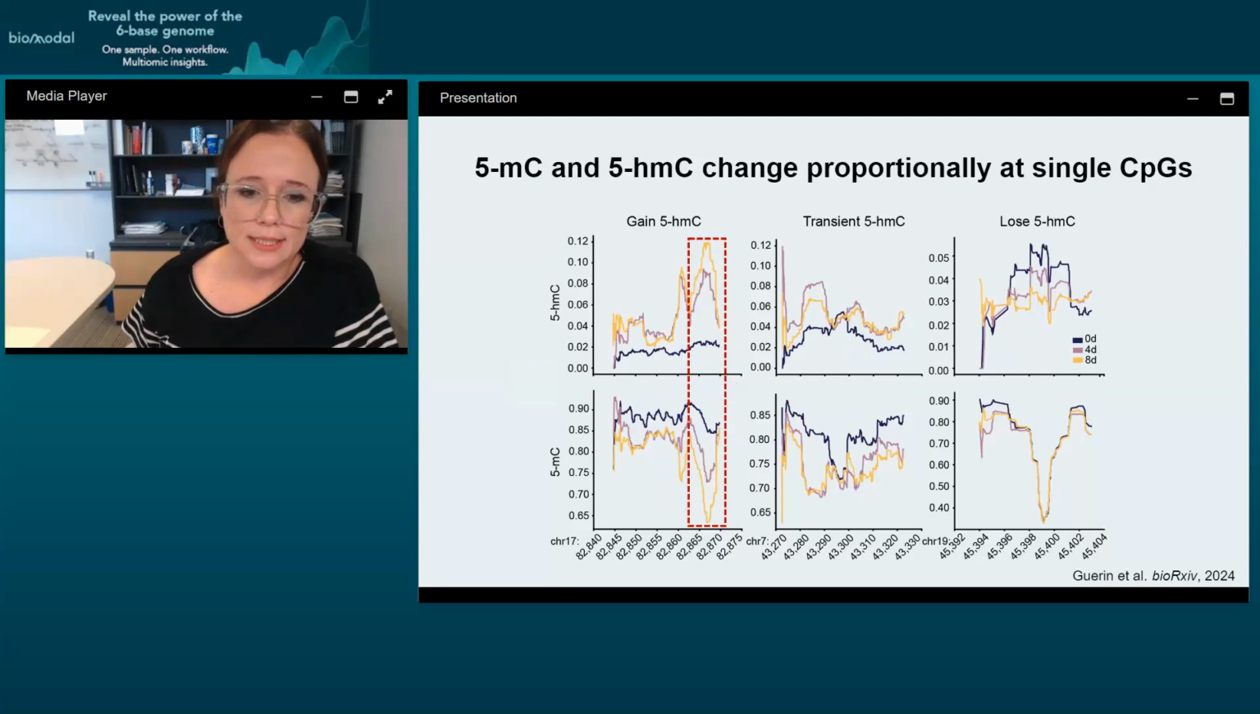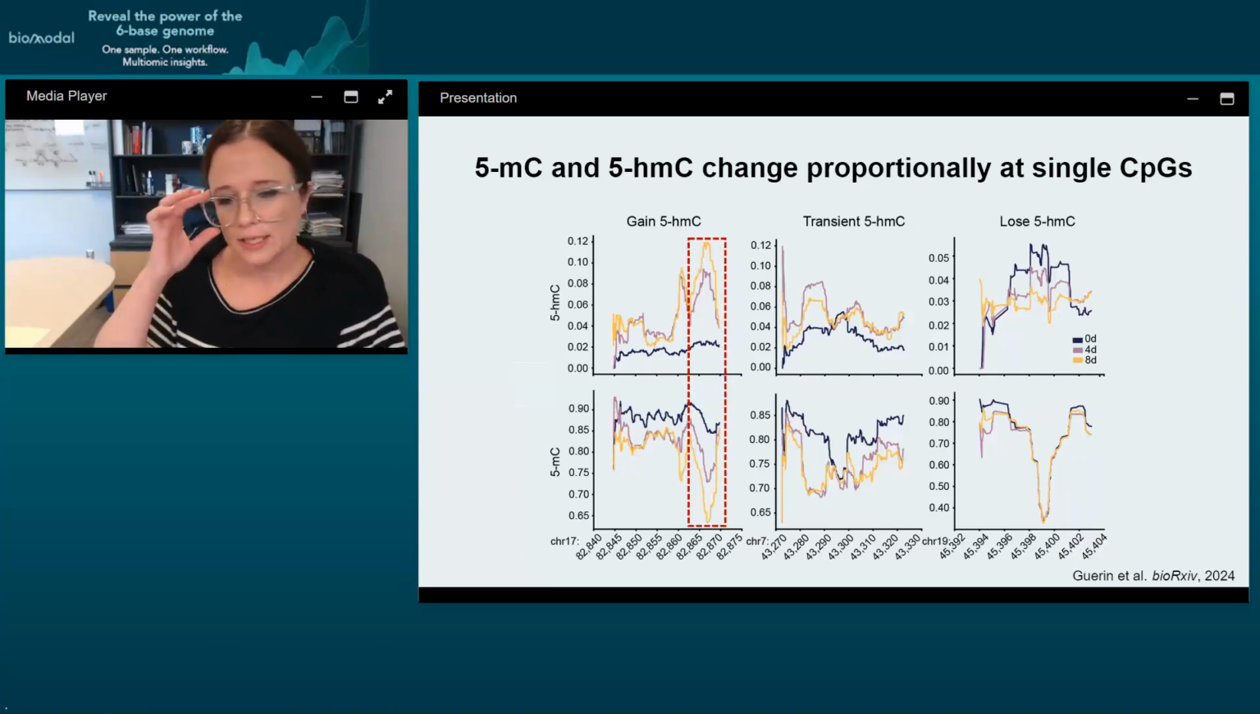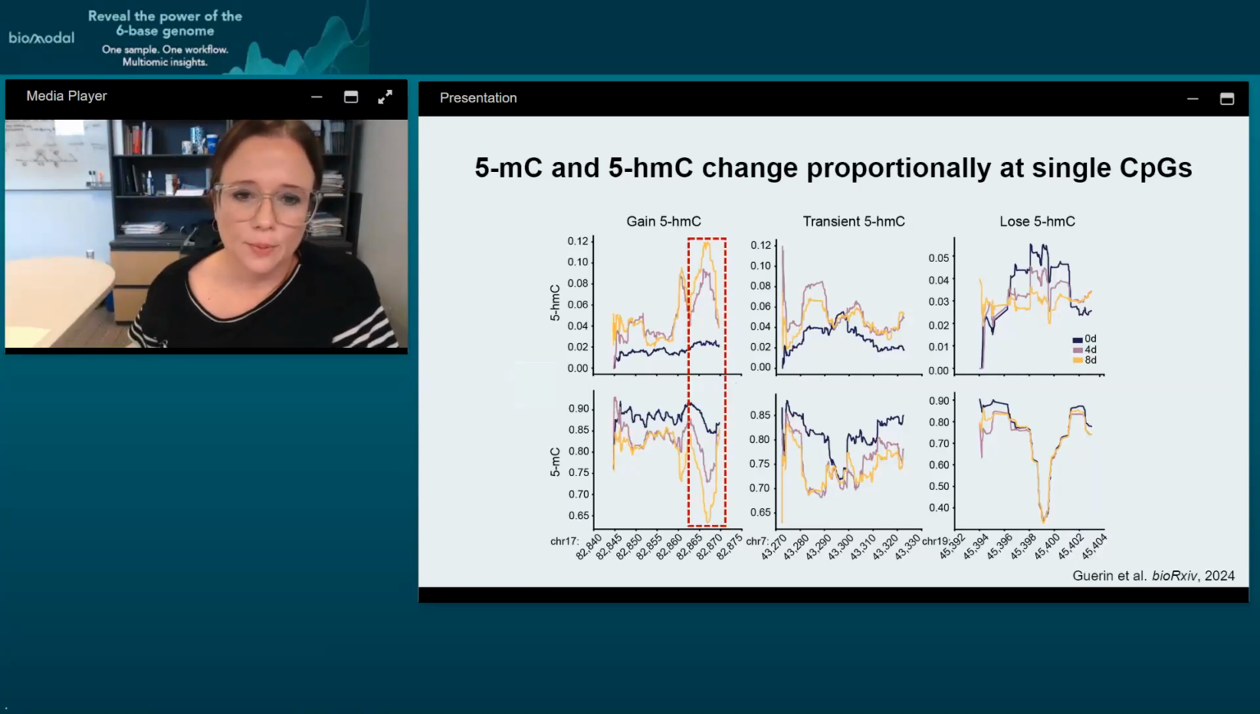And so what you can see is that as you get increases in hydroxymethylation, you get proportional decreases in methylcytosine. And the other thing to point out is that these scales are obviously very different. 5-MC is very frequent, whereas hydroxymethylcytosine is very infrequent. So these scales are different, but the changes are very proportional to one another.